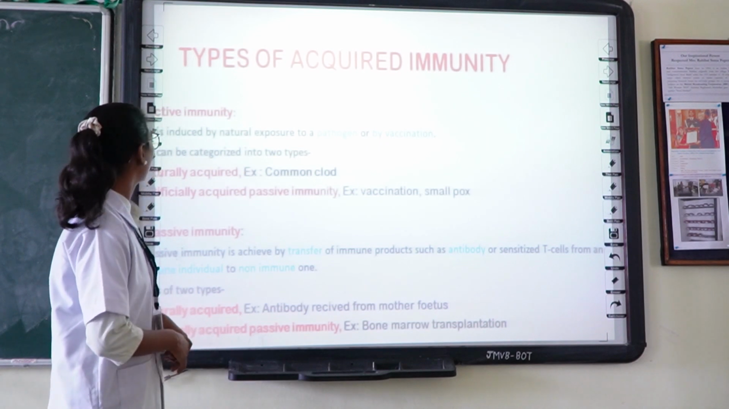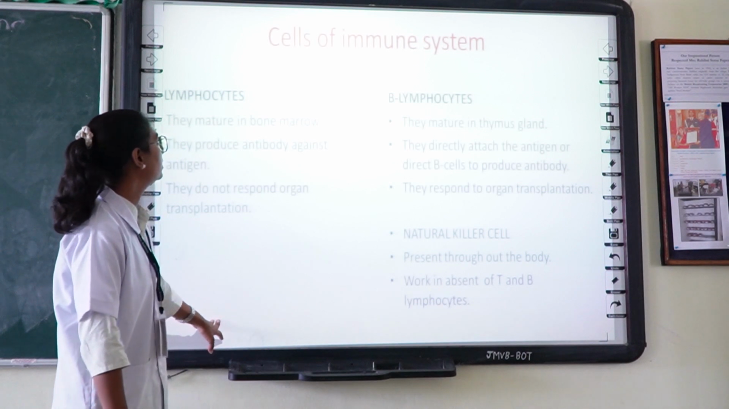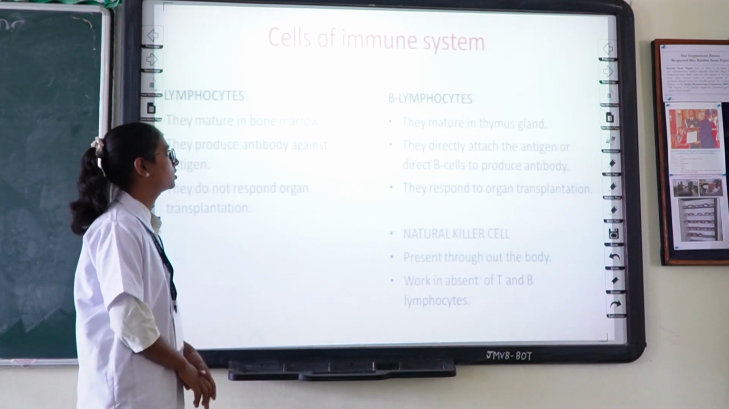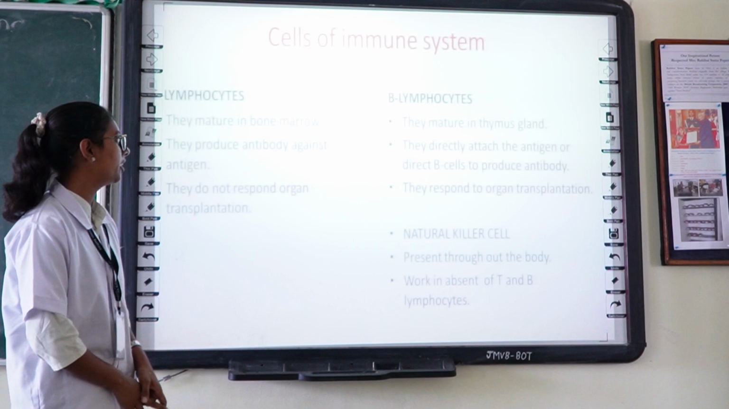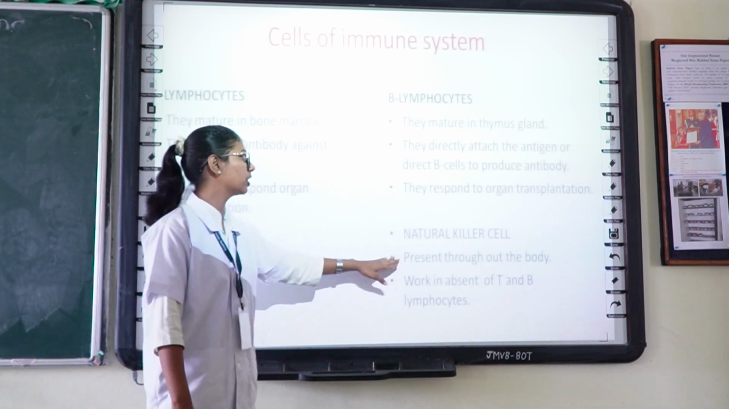The types of acquired immunity. Next, we will see the cells of the immune system. Cells of the immune system are divided into three types: T lymphocyte, B lymphocyte, and natural killer cell.